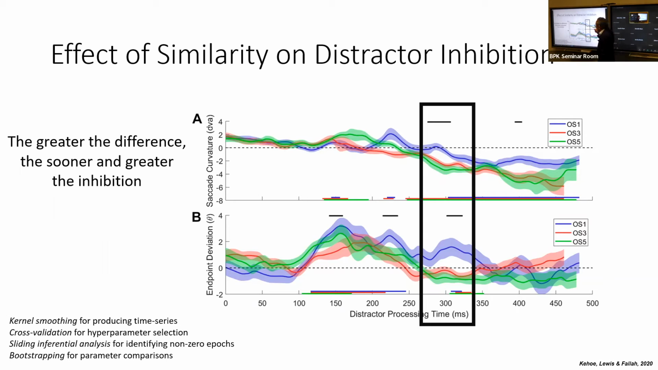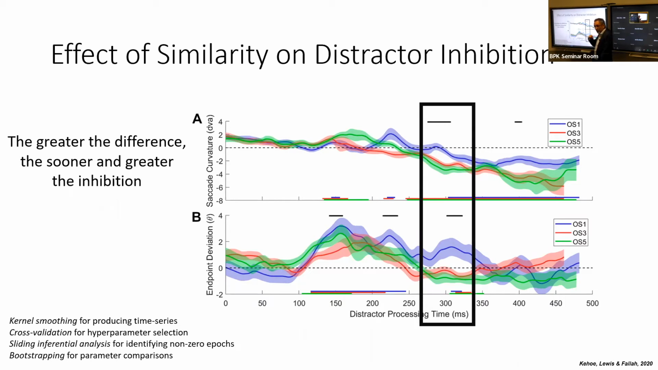And so the curvature effects we're seeing are a direct reflection of the perceptual discriminability between those objects, which can't be handled by the visual motor neurons in the colliculus or in FEF. It has to come from the visual processing in the area that discriminates them, TE or TEO. We find the same thing happens for endpoint deviation.